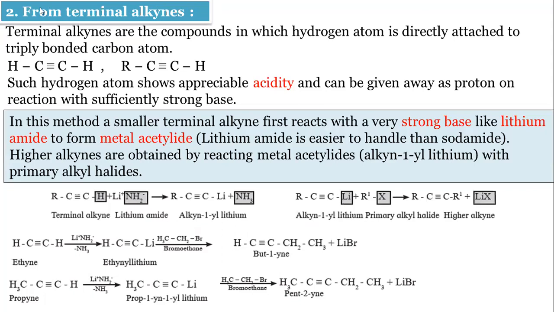I will explain what is meant by terminal alkynes. Terminal alkynes are the compounds in which a hydrogen atom is directly bonded to the triply bonded carbon atom. See, these two examples are given. In the first example, hydrogen is directly bonded to this carbon, and in the second example, this hydrogen is also bonded to this carbon. The hydrogen atom directly bonded to the triply bonded carbon is more acidic. More acidic means it will be removed easily. Acidic hydrogen means this hydrogen will be removed easily by the action of a strong base.